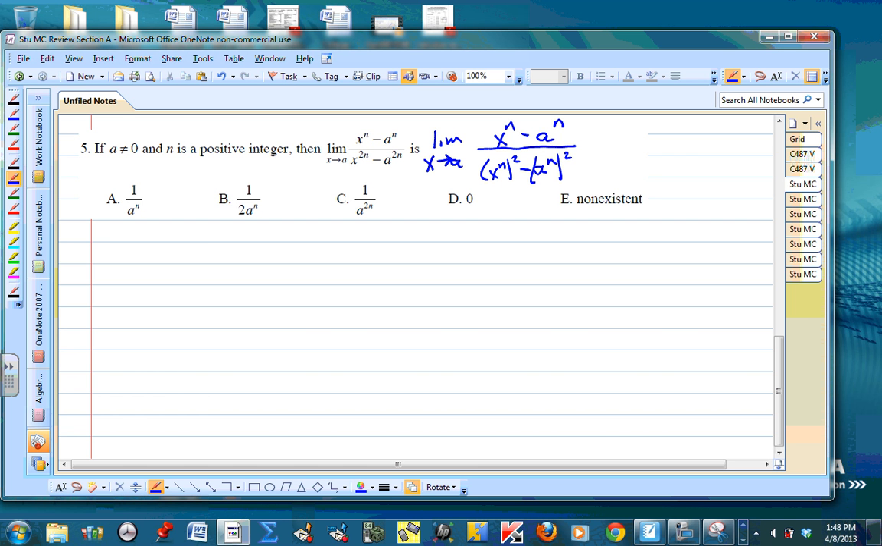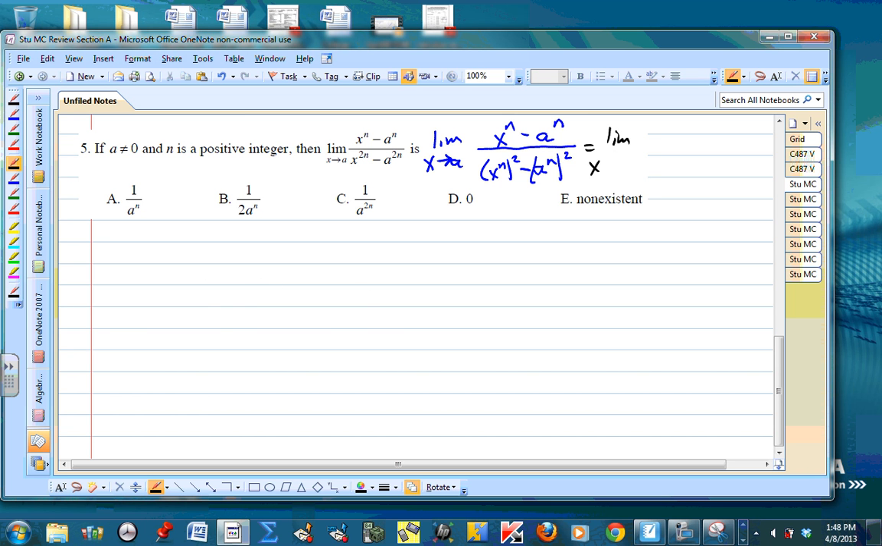Now you notice in the denominator, we have the difference of 2 squares. Remember a simple example of this. x squared minus 9 is the difference of 2 squares. That can be x plus 3 times x minus 3. We use the same principle up above. So let's see what we can get here.